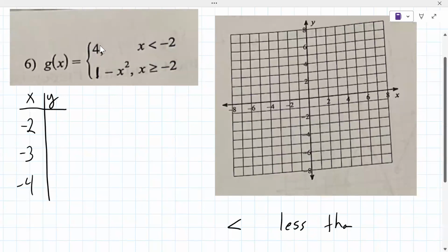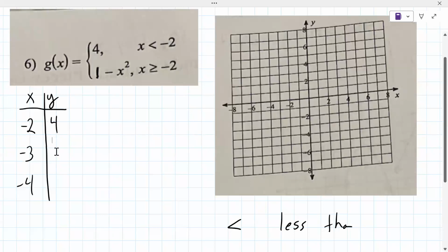So the top piece says that the output is always 4. Can you repeat that back to me? The output is always 4. So Y represents the output. So what is the output here? That's going to be a 4. Okay, what about the next one? What is the output here? Next one is going to be a 9.